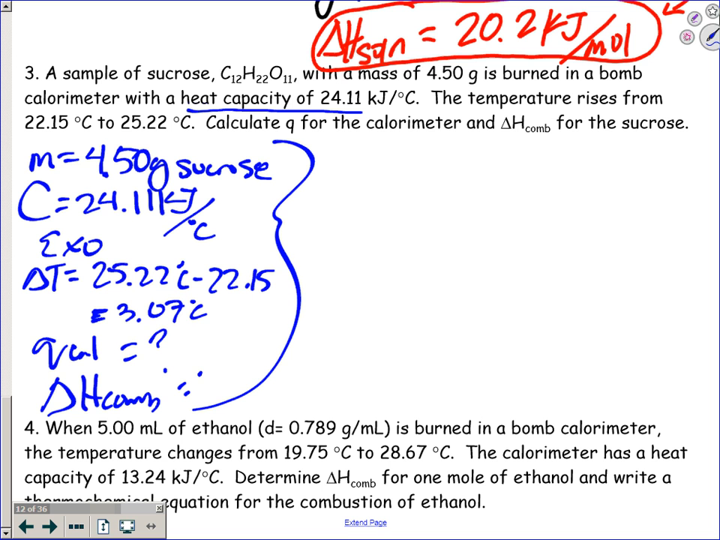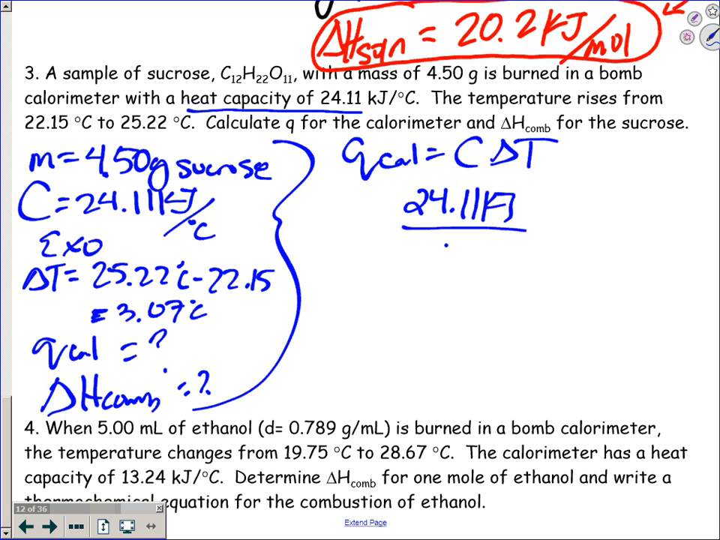Ready? What do you want to do first? I want to find Q cal. I heard a lot of people say find Q cal. How are we going to find Q cal? Q cal equals big C delta T. Big C is 24.11 kilojoules per degree Celsius, and delta T is the temperature change.